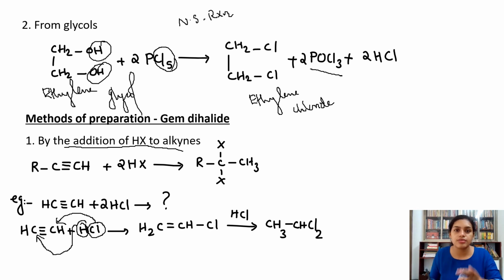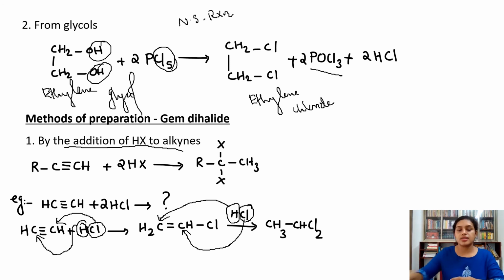Now here we have to follow Markovnikov's rule. Markovnikov's rule says that hydrogen goes to that carbon which contains more number of hydrogens, and the halogen occupies the next position. So you will be getting CH3CHCl2. This is the method of preparation for a gem dihalide.